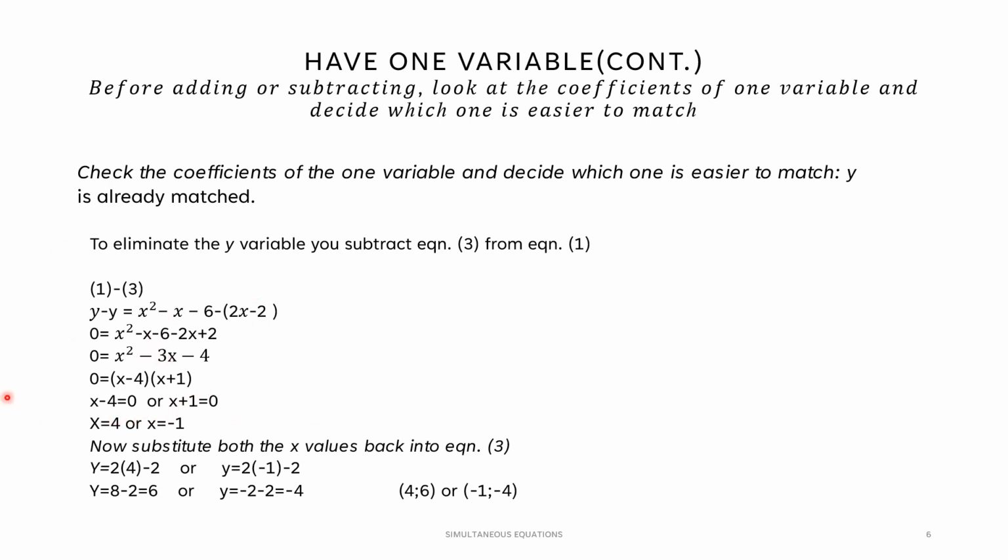Now the only way that x minus 4 multiplied by x plus 1 will give us a 0 is if x minus 4 is equal to 0 or x plus 1 is equal to 0.